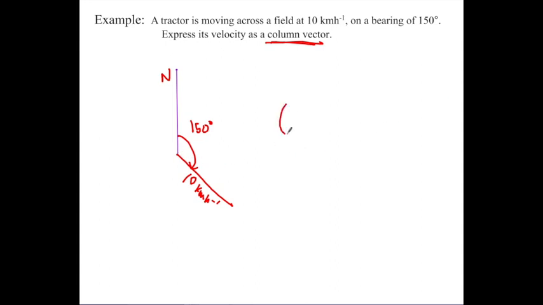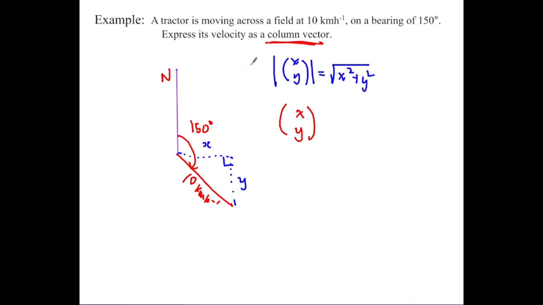Now we know that the direction vector is always (x, y), where x represents the horizontal movement. So I probably need to draw a right triangle here to describe the x, and a y to describe the movement on the vertical. And we should have a relationship that x squared plus y squared is equal to 10 squared, which is the magnitude of the vector. So how can we work out x? Hopefully this is nice and easy for us.